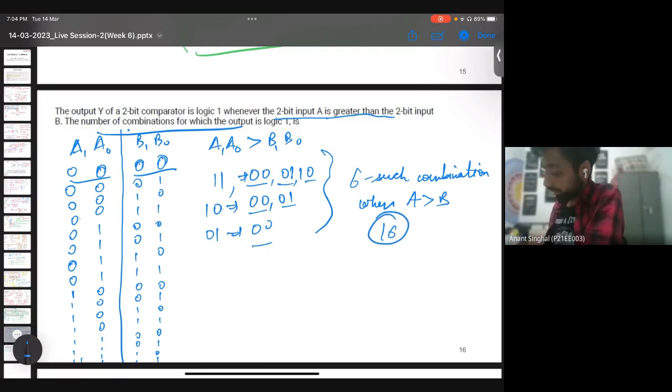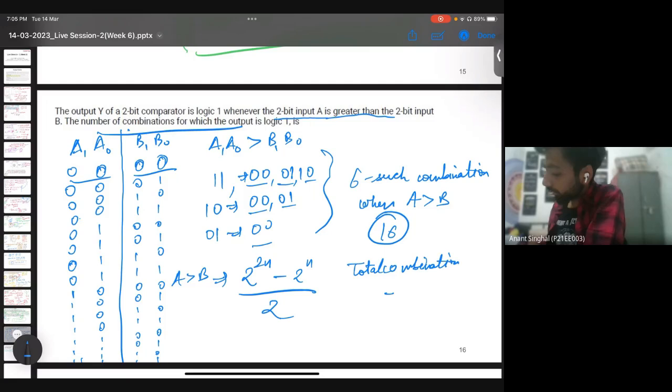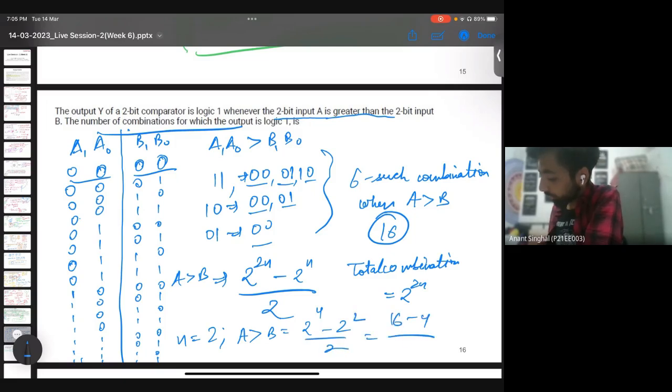And then if we write such an expression for n bits, for an n-bit magnitude comparator, when A is greater than B, the number of possible solutions is (2 to the power 2n minus 2 to the power n) by 2. And the total combinations are 2 to the power 2n. You can check, this is a 2-bit magnitude comparator. So when we take n equals to 2, for A greater than B, it will come as (2 to the power 4 minus 2 to the power 2) by 2, which is nothing but (16 minus 4) by 2, which is 12 by 2, and it is 6.